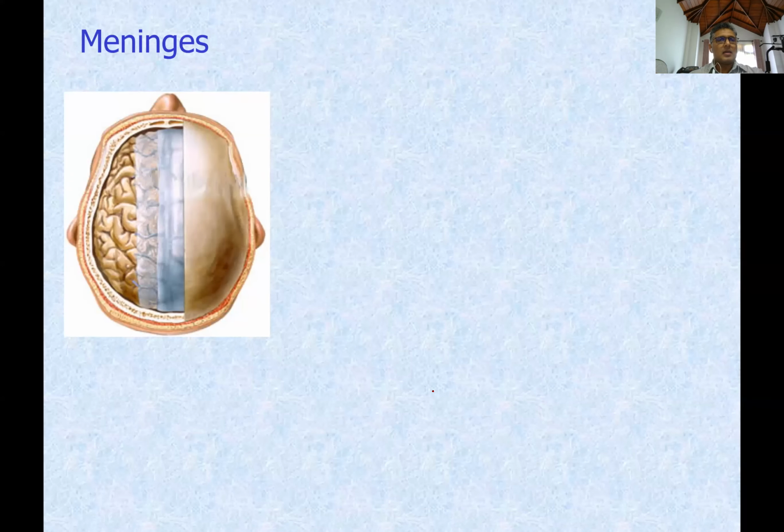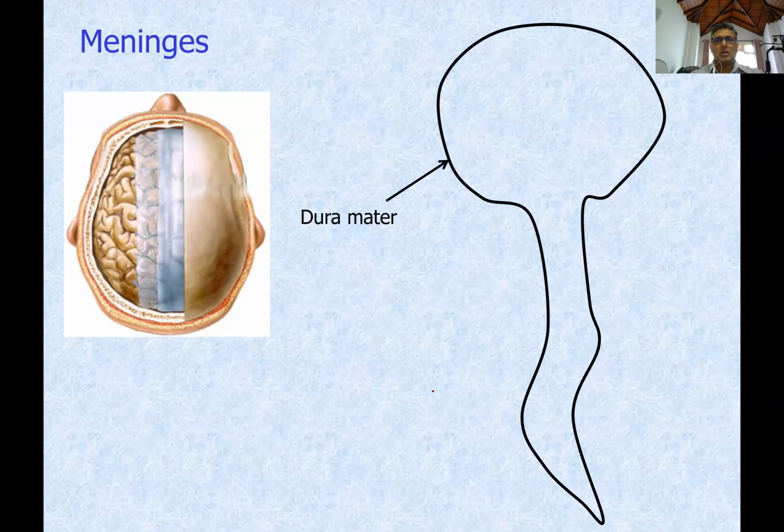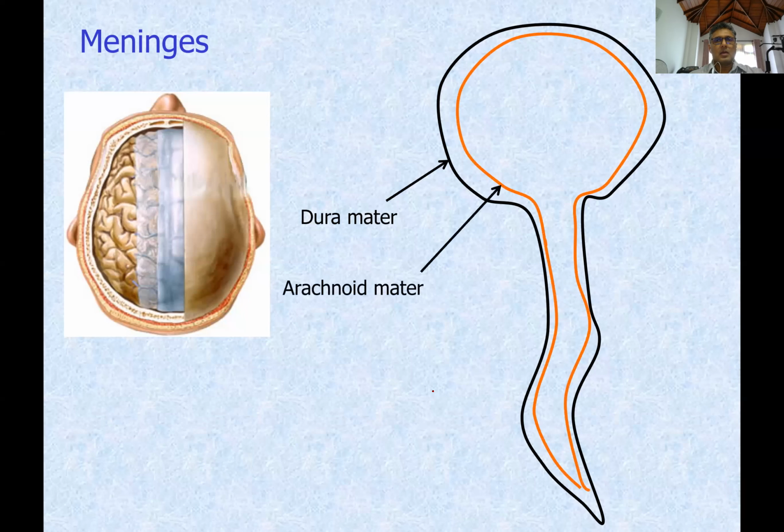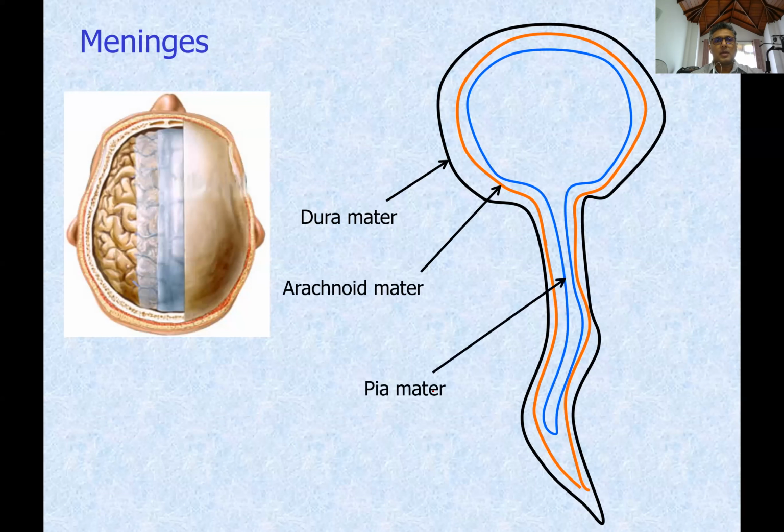So the brain is covered with meninges. Meninges are coverings around the brain and around the spinal cord for protection. There are several layers of meninges, 3 layers actually. The outer layer is called dura mater, and this dura mater is attached to the inner aspect of the bone. Then you get the arachnoid mater. Then inside you get the pia mater. So you get dura mater, arachnoid mater, and pia mater.